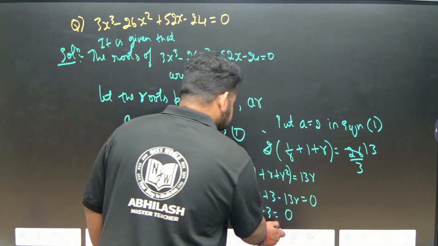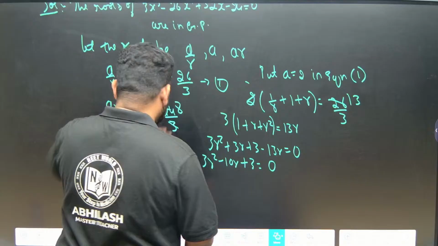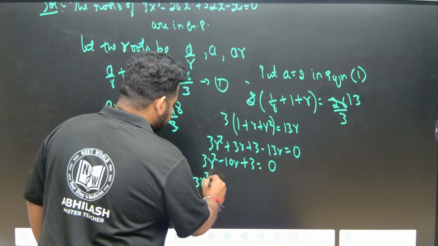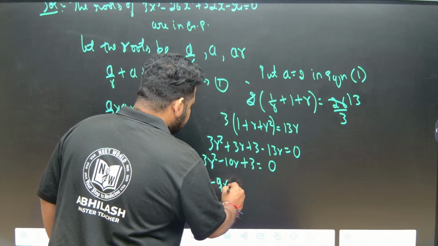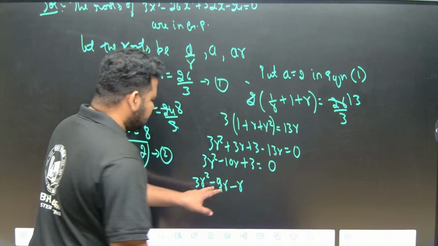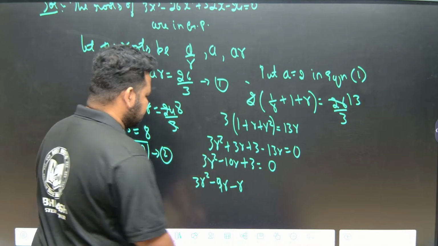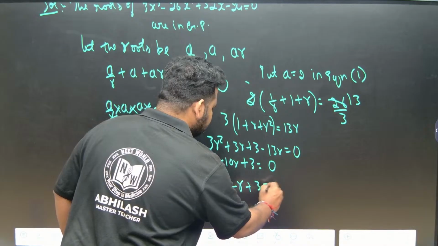So on solving this, what will I get? I can split the middle term: 3r square minus 9r minus r, which is minus 10r, and 9 into 1 is 9 only, 3 threes are 9. Correct? So plus 3 is equal to 0. This is what I have.